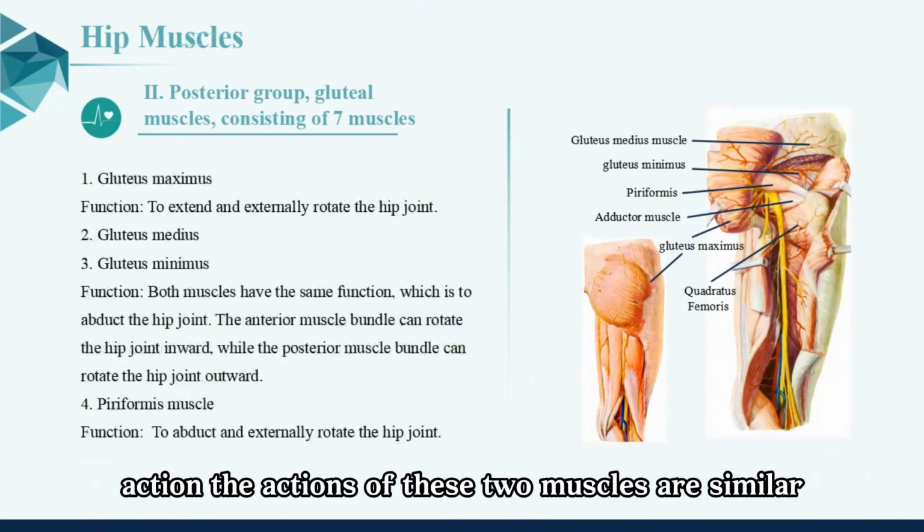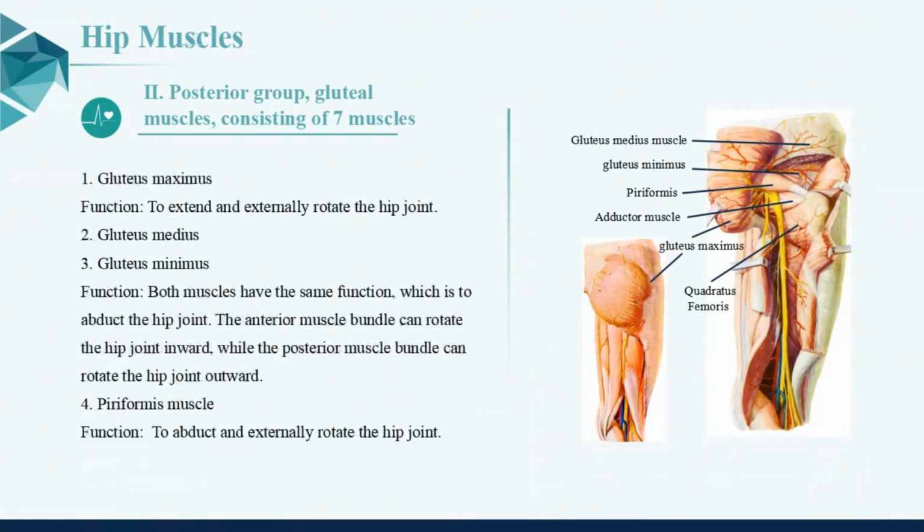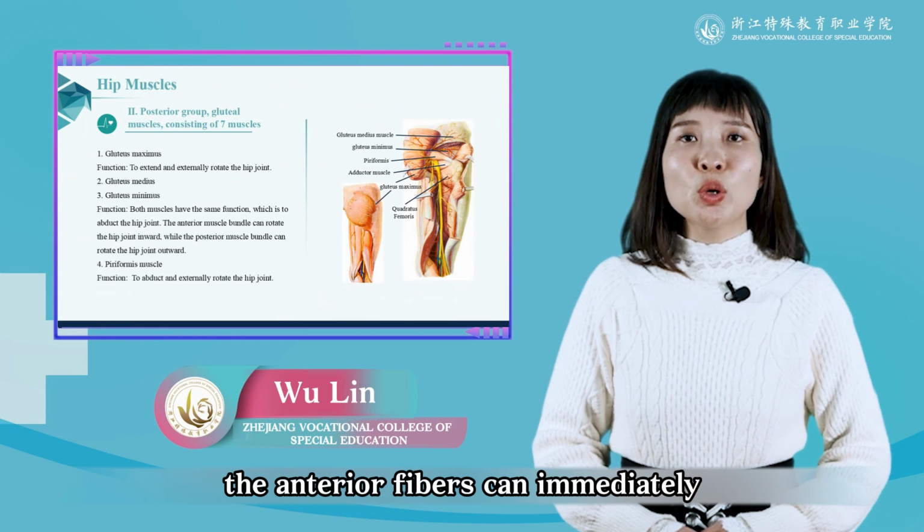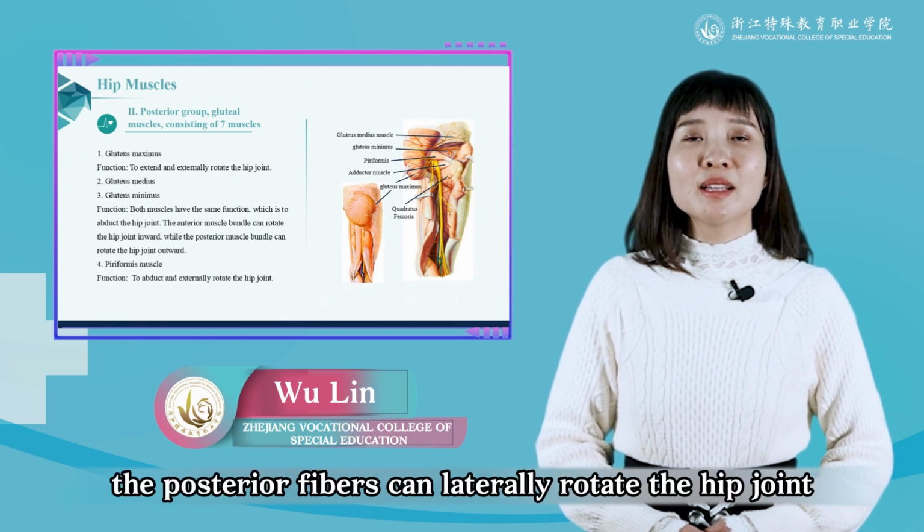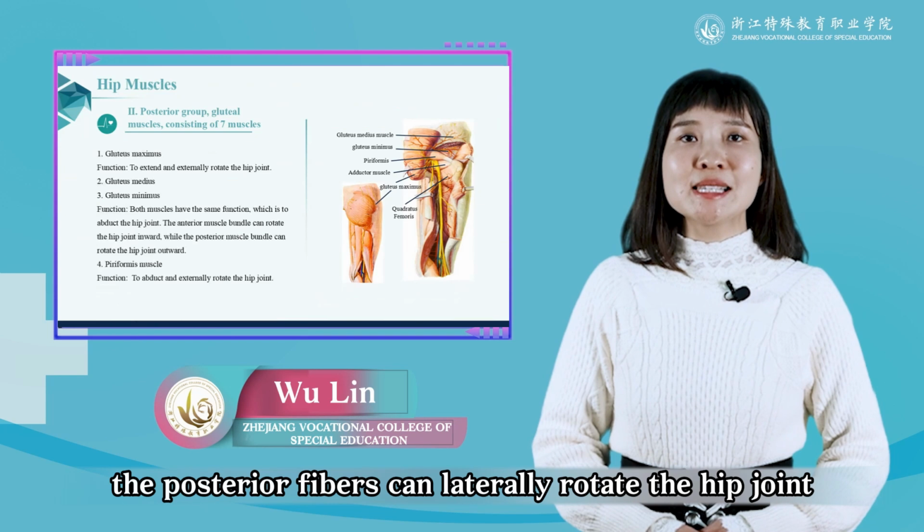Action: the actions of these two muscles are similar. They abduct the hip joint. The anterior fibers can medially rotate the hip joint. The posterior fibers can laterally rotate the hip joint.